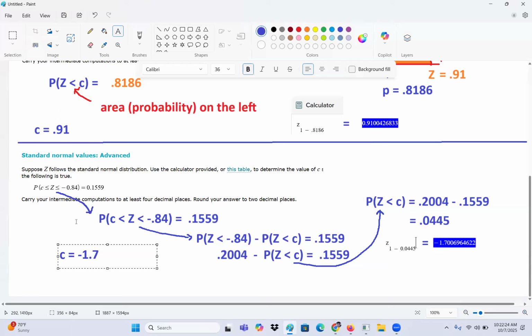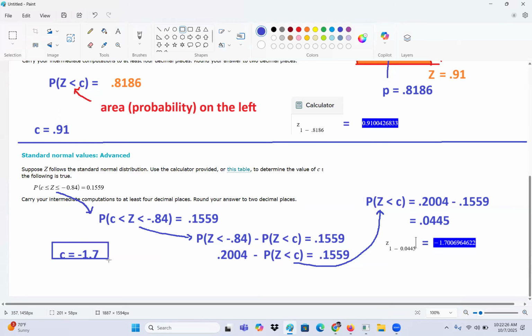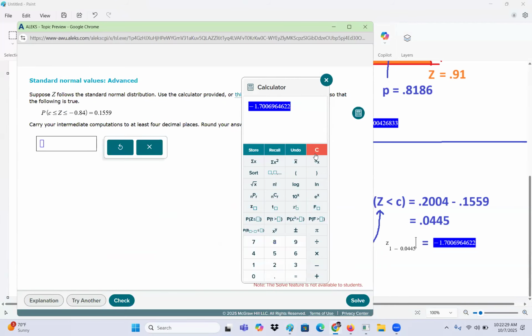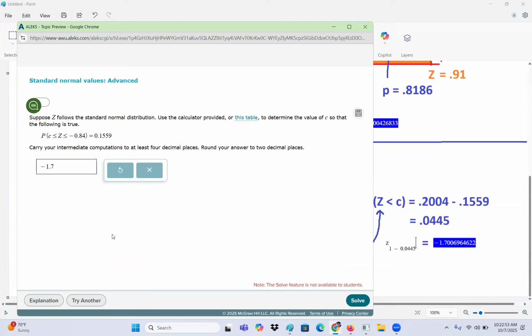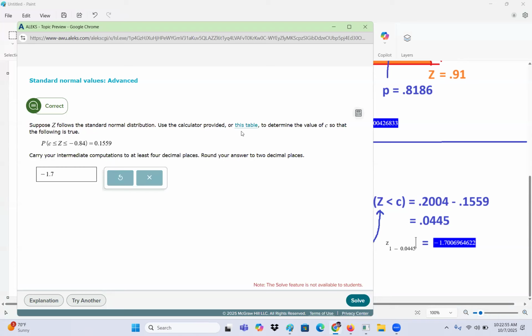Okay, so first step. You can always check the answers if you get it right. You can also check the P of negative 0.84 minus the P of Z less than negative 0.17. You get the answer is 0.1559. It's pretty close to what we got here. So that had to be negative 0.17. Check the answers. Okay. Are we good?